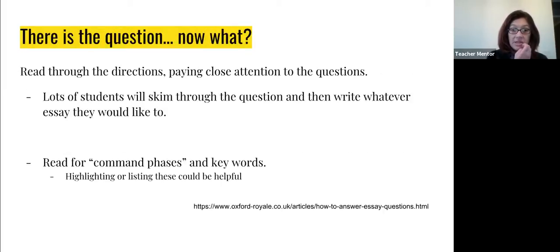Okay, there's the question. Now what? Lots of students are going to read through the directions, read through the questions, and then write whatever essay they want to. Sometimes we will write just about carbon, because that's what I'm feeling like today. Sometimes we will write about photosynthesis and strictly focus on photosynthesis. However, that's not going to get the score that you deserve because you're not answering all the questions.